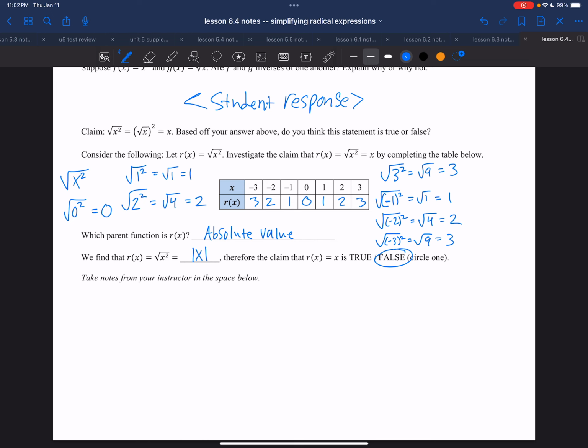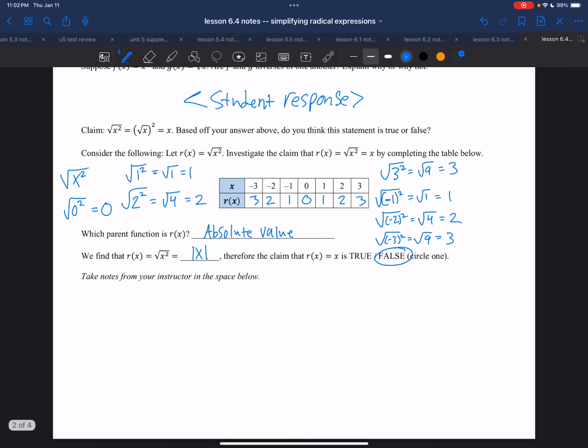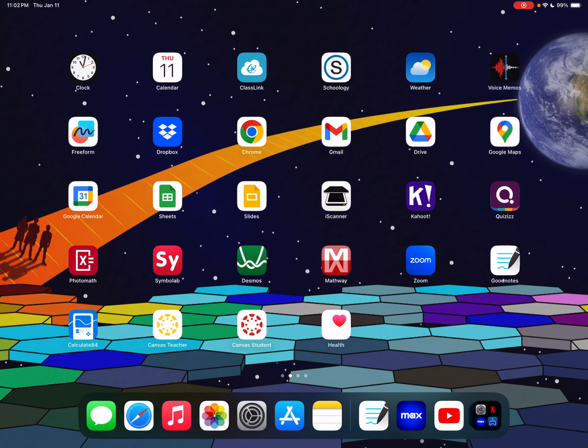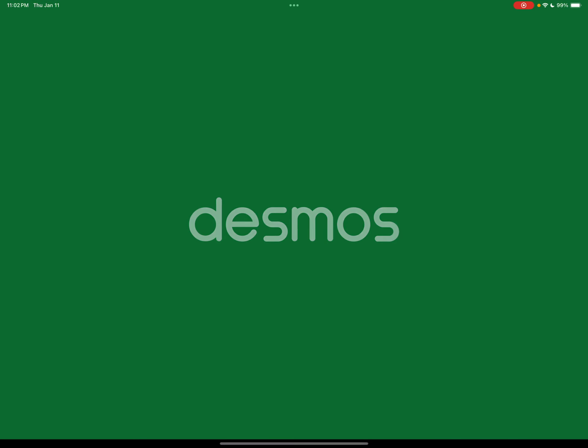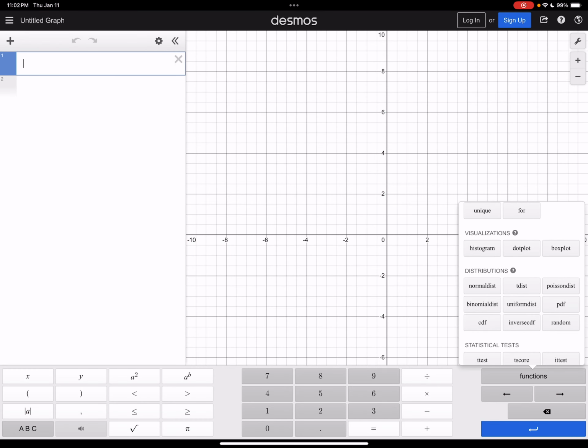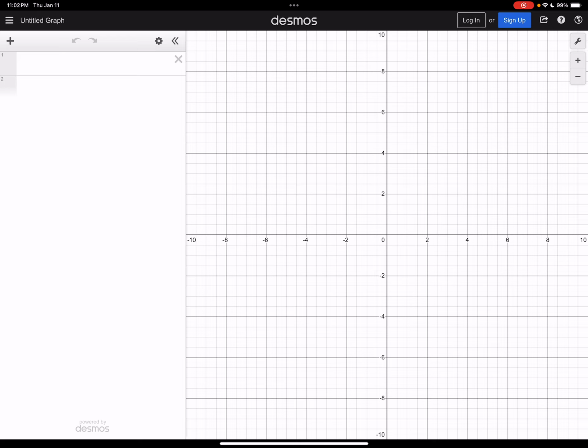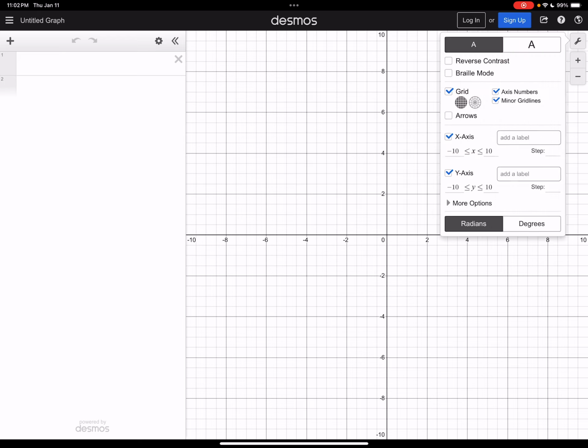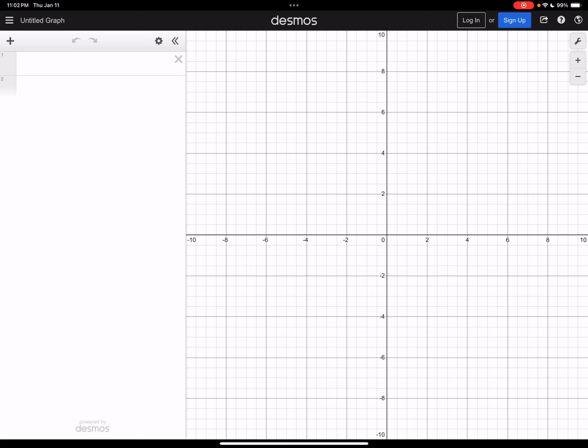And I'm going to show you something in Desmos. It says, take notes from your instructor below, and I will do that. But if you're not convinced, observe this. So I've got to type this. Where's my keyboard? Hello? Uh-oh. Tools? No! Where'd the keyboard go?